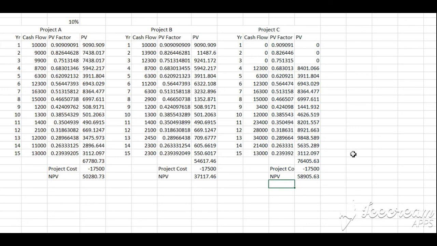So, between these three projects, my choice is project C. Despite project C having certain limitations, you can see it clearly, but still, on a comparative basis, when the PV factor is the same and the project cost is the same, ideally, project C should be chosen over the other two projects because of sheer NPV, net present value. Thank you.